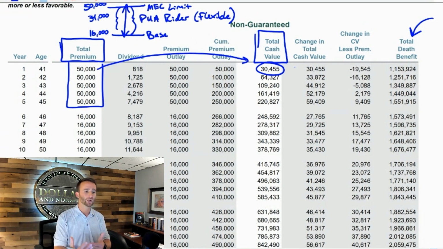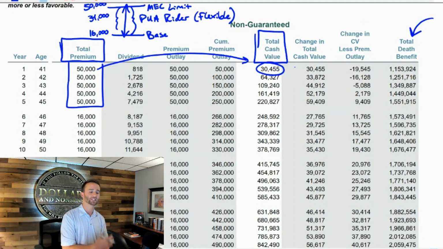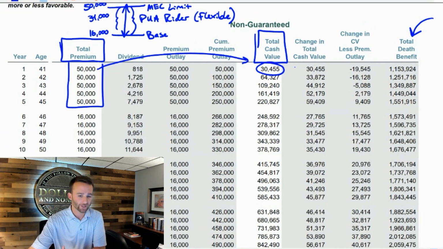Like a base premium doesn't produce cash value early on in a policy. The majority of cash value comes from the paid up additions rider early on. And so that is why every policy that's launched, you'll pay premiums in the early years, but not all of it's going to go to cash value right away.